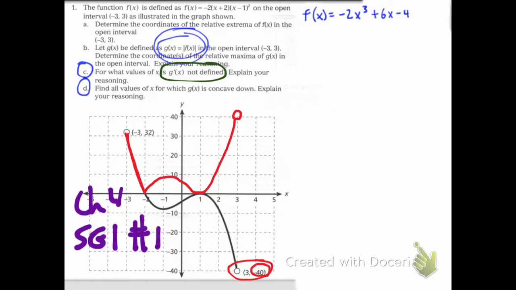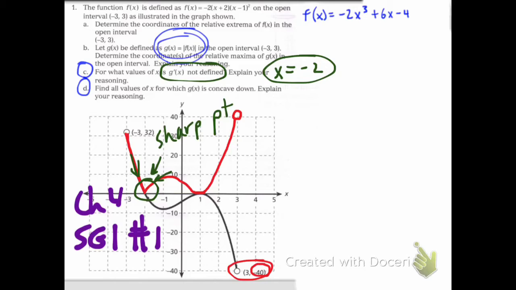Well, g prime we know is not defined where we have a sharp point. We can see that here. We can prove that by doing a lot of math, or we can just say, hey, that's a sharp point right there. If you had to show that that's a sharp point, you would show that the derivative from the right is different than the derivative from the left. So you'd have to break up that function into two pieces. And then you'd say that's a sharp point. So we'd say that g prime of x is not defined when x is equal to negative 2 because of this sharp point.